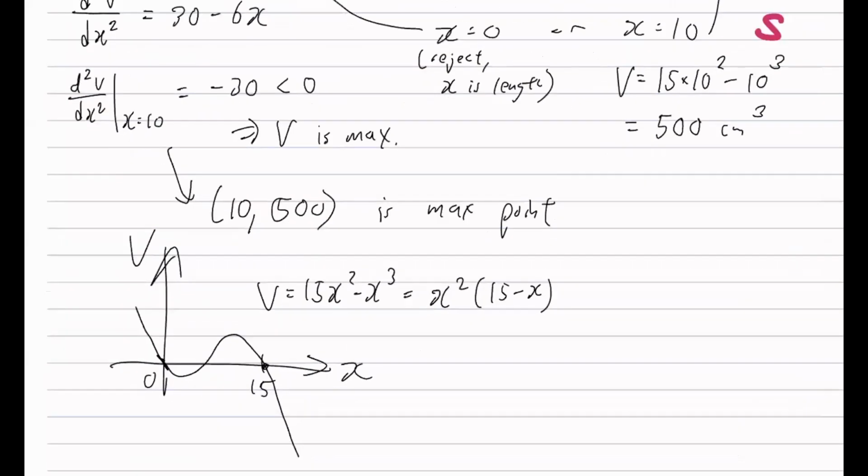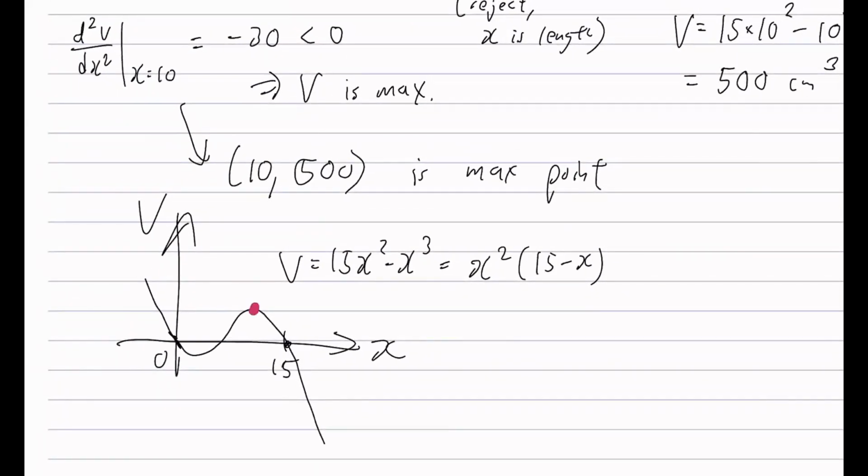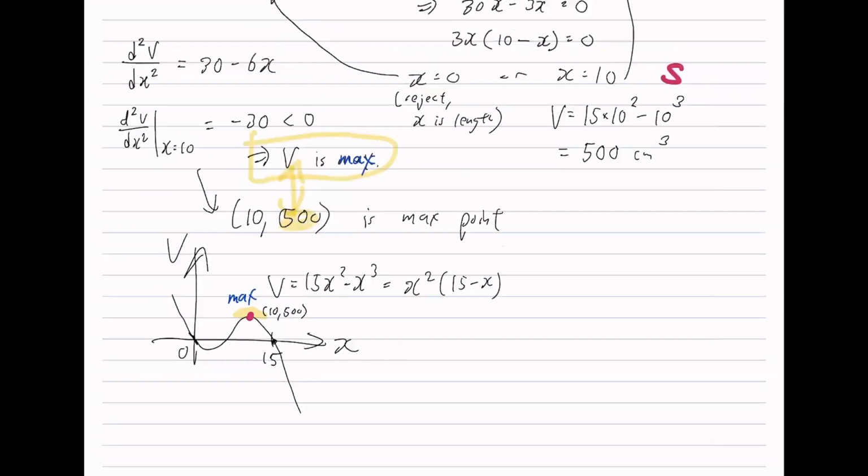Then what is really going on is you found this point here, 10, 500. That's a maximum, right? It's the highest point. But here, when we are doing an application question, you need to answer the question, which is to show that V is a maximum, the volume is a maximum. So just say V is maximum. Of course, we all know V is referring to the 500 here. Don't need to say V equal 500. Just say V is maximum. It's the most efficient way to say it.